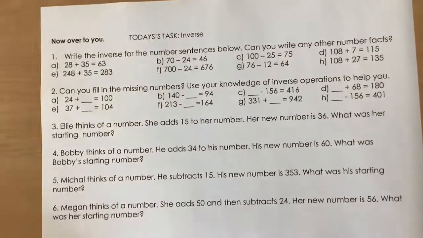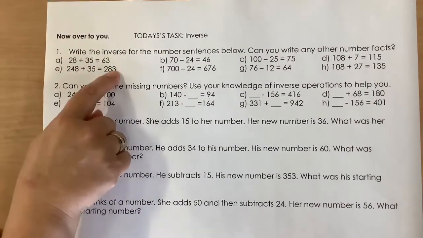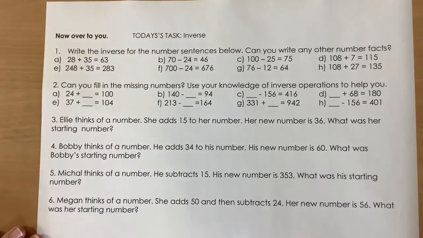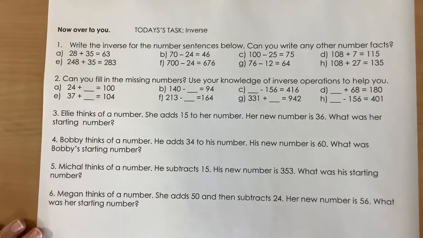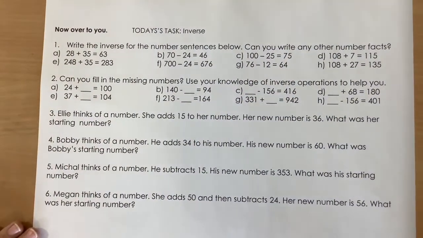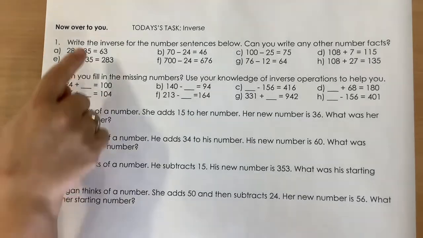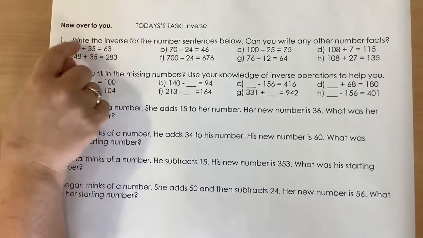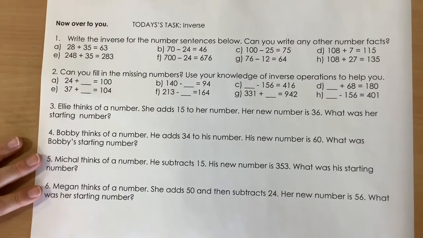So, we've got a number of tasks for you to do here. I'd like you to think of the number sentences for each of these addition and subtraction number sentences. Some of you may be able to write some other number facts. I'm going to give you a hint. What would happen if you multiplied each of the numbers in this number sentence by 10? Can you write some number facts like that?